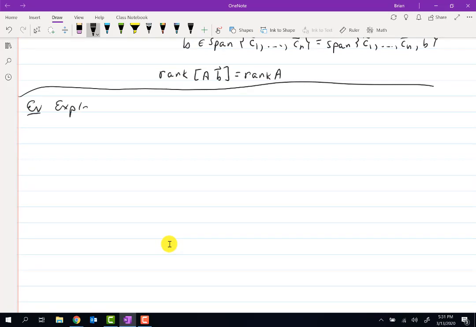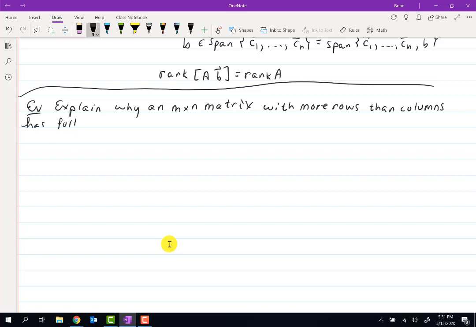Explain why an M by N matrix with more rows than columns has full rank if and only if its columns are linearly independent.